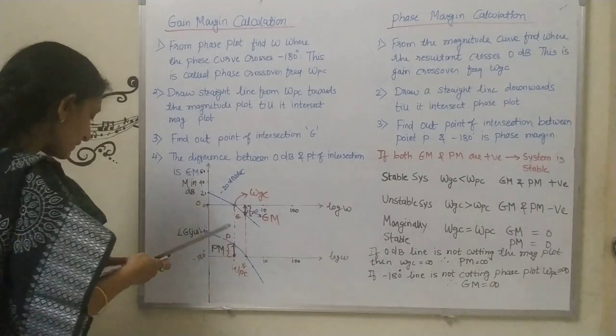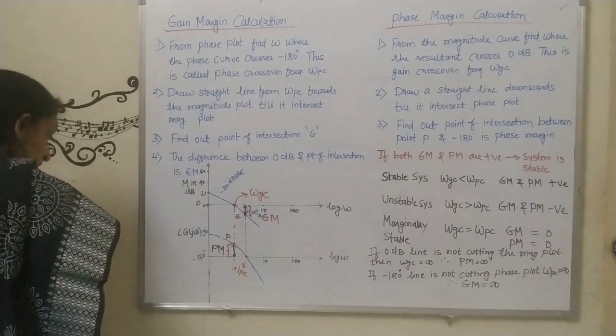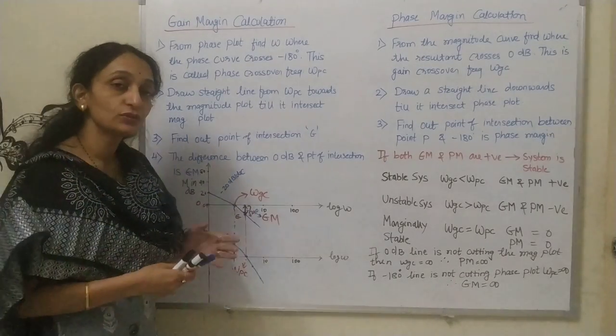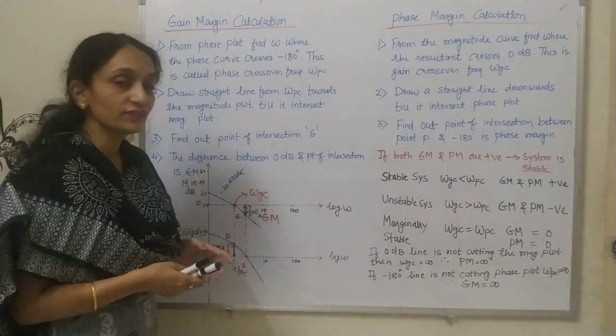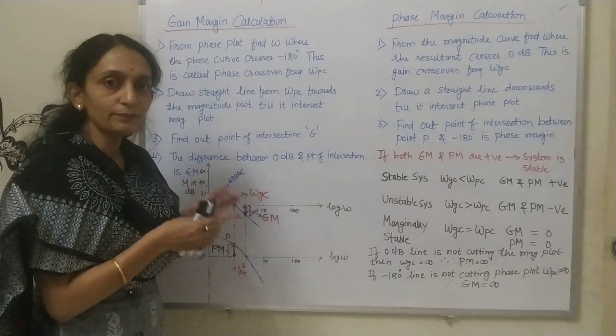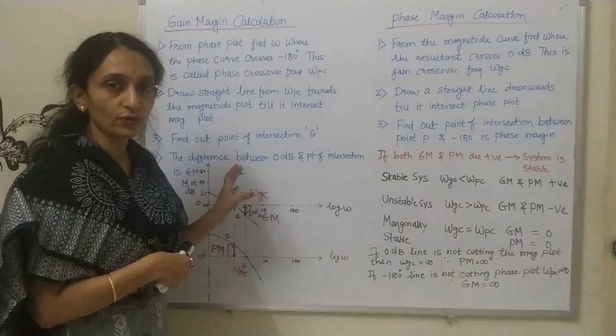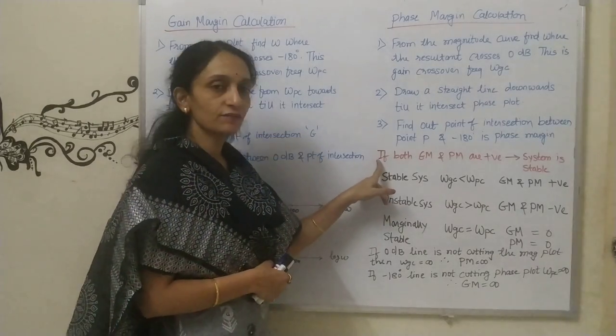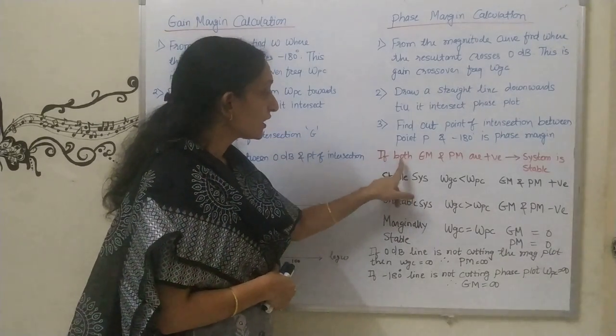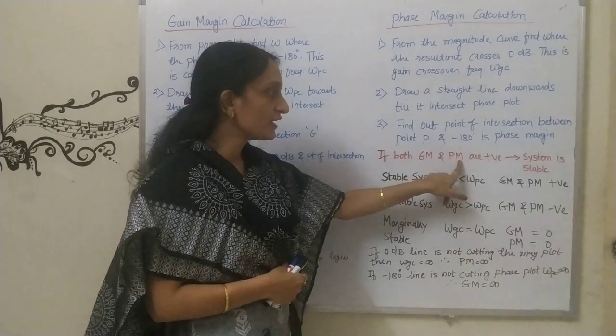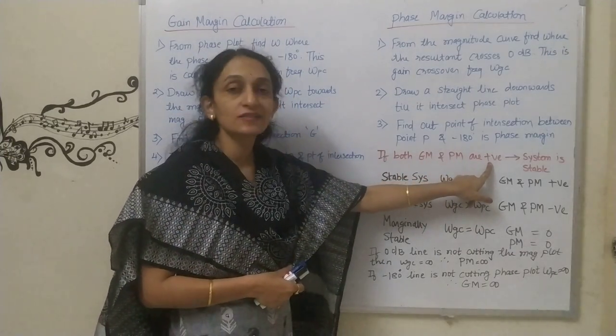Once you calculate the gain margin and phase margin, the important thing is you need to comment on the stability. This is the only purpose of drawing the Bode plot. Look at this, here I have written some conclusions. If both gain margin and phase margin are positive, the system is stable.